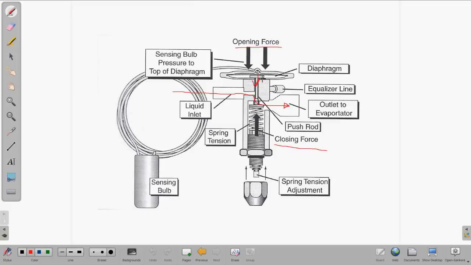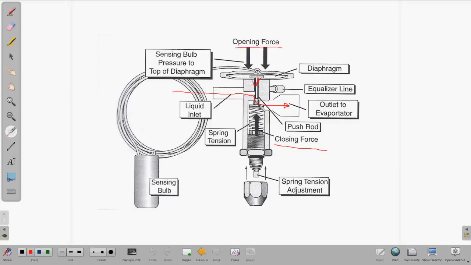Now, the opening force works together with the closing force on this TXV. Closing force is the evaporator pressure right here and the spring tension. So that holds this valve in the closed position. So these work back and forth together to open and close the valve. And when I say open and close, I'm talking it doesn't open all the way or close all the way. It just changes the metering of the refrigerant. So it opens to meter more refrigerant and closes to meter less. Rarely is it going to slam all the way shut or open all the way up.